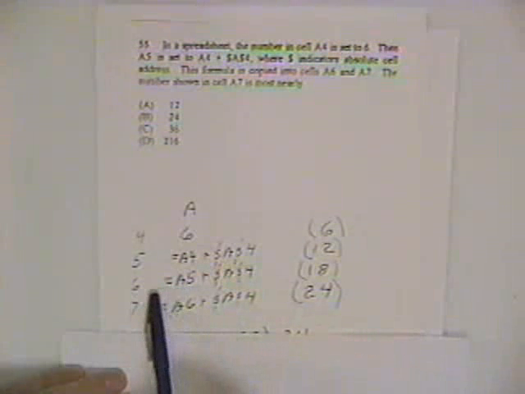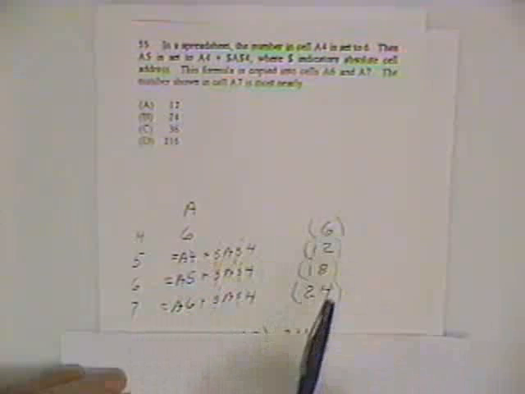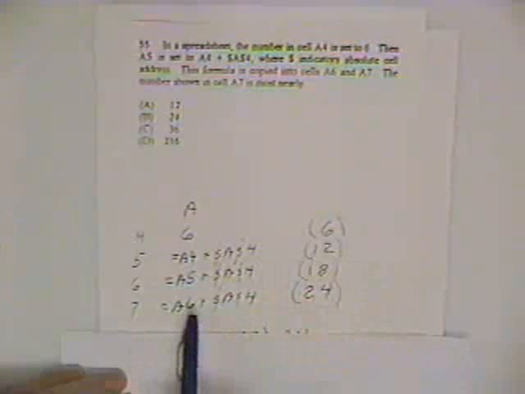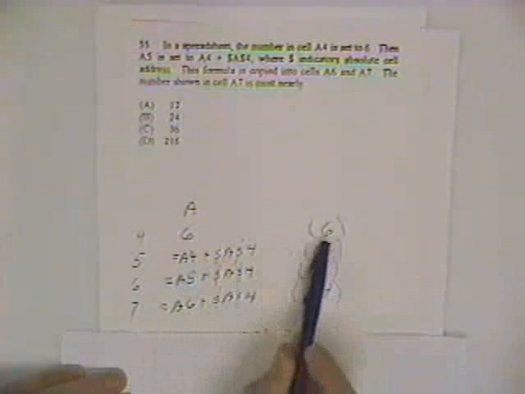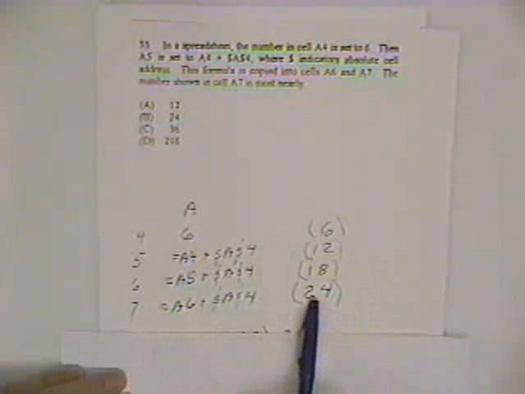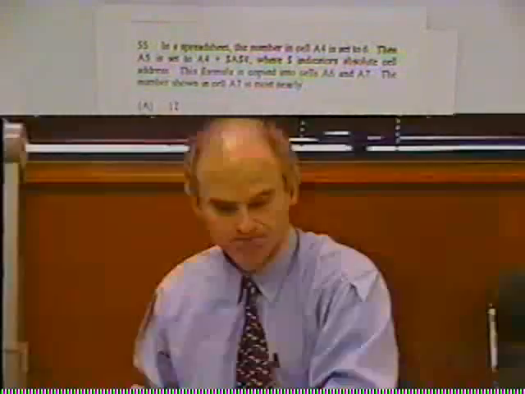So then you can calculate, in cell A6, the value is what's in A5, which we calculated as 12, plus what's in A4, which we calculated as 6, so it's 18. In cell A7, the value is what's in A6, which we calculated as 18, plus the value that's in A4, which we calculated as 6, so it's 24. The answer then would be 24, number B.